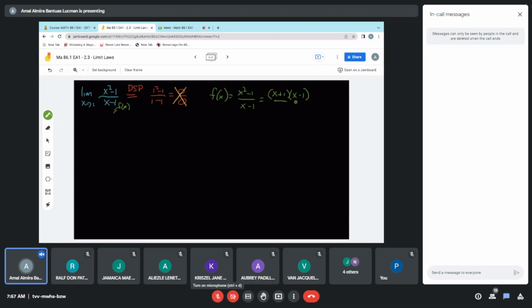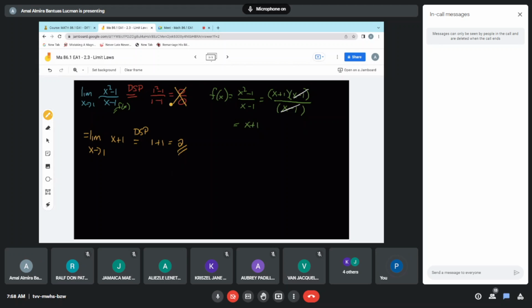In this case, we can factor the numerator. Class, you should be good at algebra. Factor the numerator over the denominator. After that, we can cancel that one. So we are left with f of x equal to x plus 1. So this becomes the limit of x plus 1 as x approaches 1. When we apply the direct substitution property, it becomes 1 plus 1 equals 2. So the limit of this is equal to 2. Do you understand, class? Yes, ma'am. Again, you do it this way only if it is 0 over 0.